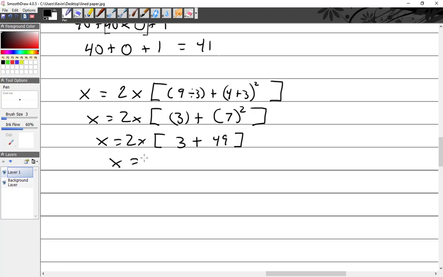X equals 2 times, what do we got? 3 plus 49 is 52. Now what? Oops, that's times, not x. So we're left with 2 times 52. It's not x, it's multiplication. Just a little dot.